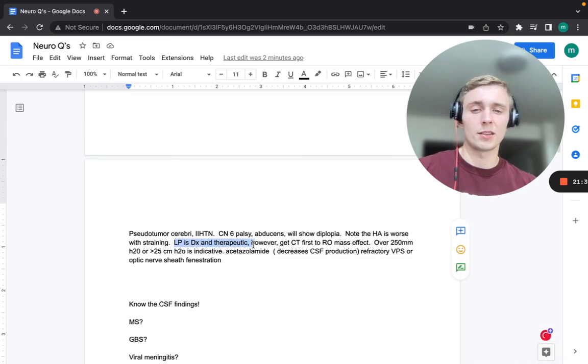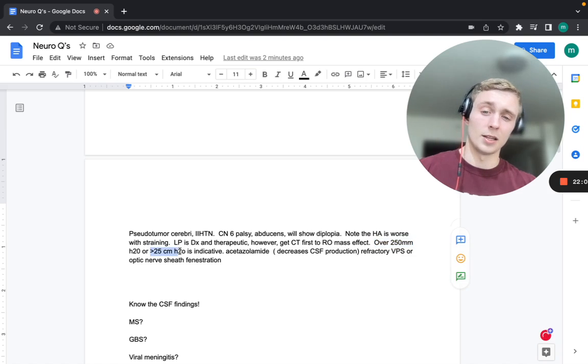Lumbar puncture is diagnostic and therapeutic because it's that elevated CSF. However, get a CT to rule out a mass effect first if you have those focal neurologic findings. You want to rule out mass effect, get a CT first. However, LP is diagnostic and therapeutic. And how do we diagnose it? Why is it diagnostic? Because this is an opening pressure over 250 millimeters of water, or 25 centimeters of water. So the opening pressure is increased, basically, is indicative. So increased opening pressure, no other findings except general neurologic findings. Just an increased opening pressure, you want to be thinking pseudotumor cerebri or idiopathic intracranial hypertension.